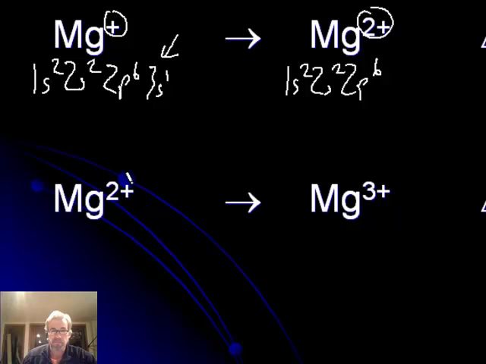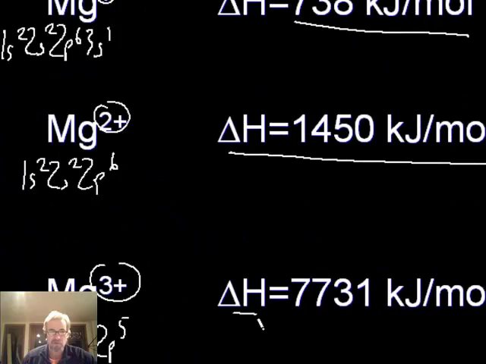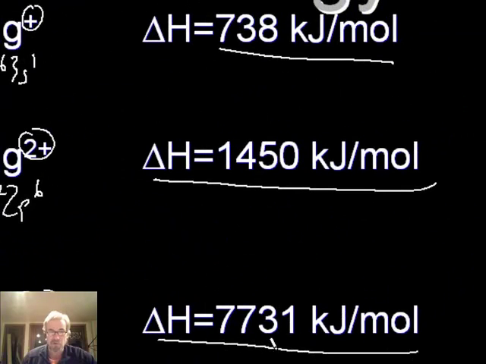Now we're going to take that Mg2+ and ionize it to Mg3+. So now we're going from 1s2, 2s2, 2p6 to 1s2, 2s2, 2p5. So we're removing an electron from what used to be an inner shell. It's now much closer, that electron, to the nucleus than the 3s electrons were, and it takes a lot more energy. We can see that delta H for this process is 7,731 kilojoules per mole. Much, much more energy is needed to remove that third electron than the previous two electrons combined.